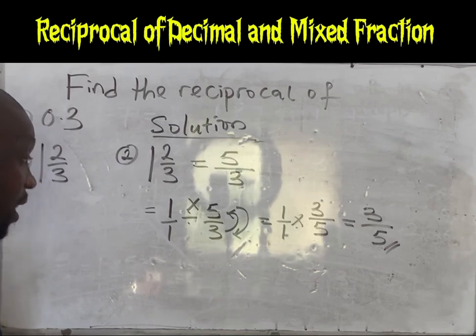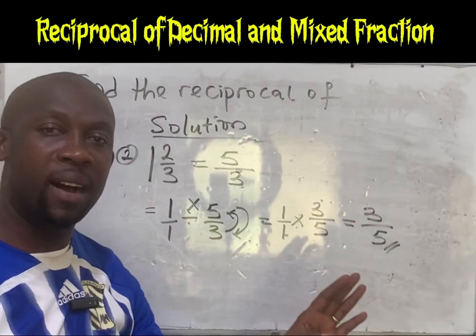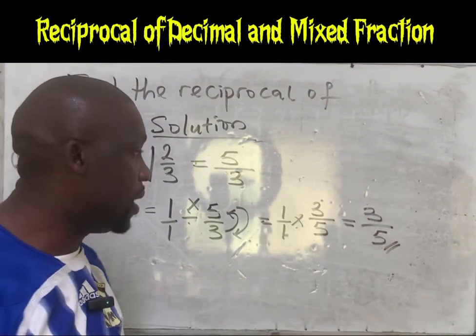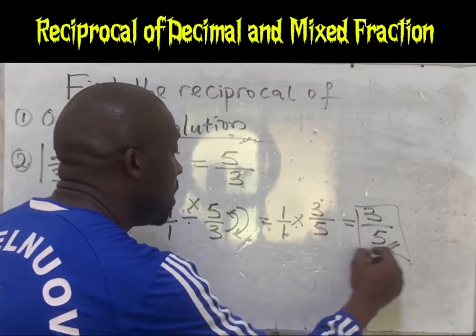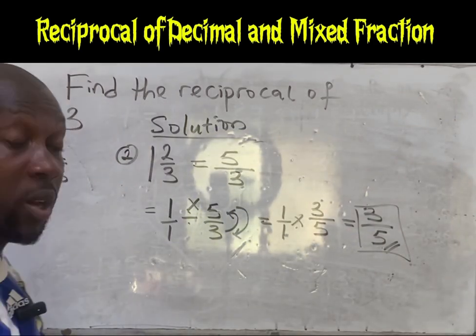So we have 3 over 5. We cannot simplify this further, because this is a proper fraction. The numerator is smaller than the denominator. And this will be the reciprocal of 1 whole number 2 over 3.